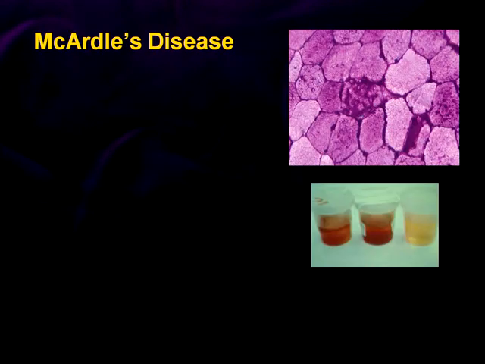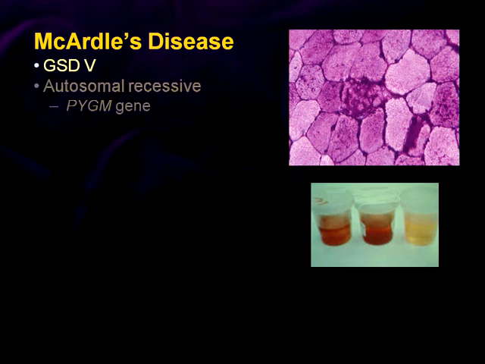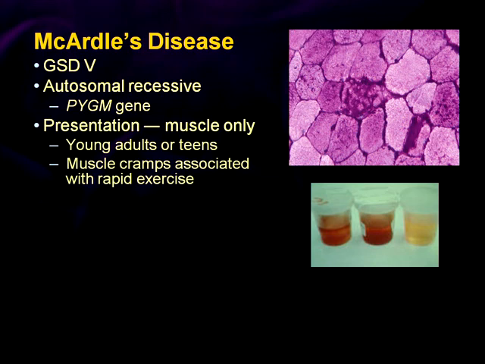McArdle's is also a glycogen storage disease, but it affects primarily the muscle. This is GSD type 5. It's an autosomal recessive condition. Usually presents in young adults or teens, and these are the non-athletic people that get frequent muscle cramps with rapid exercise.